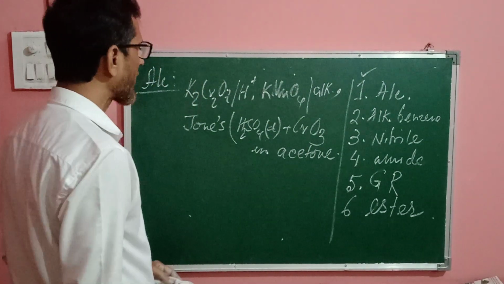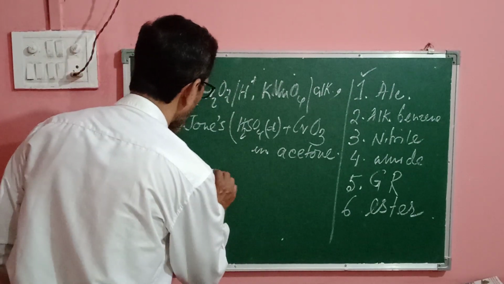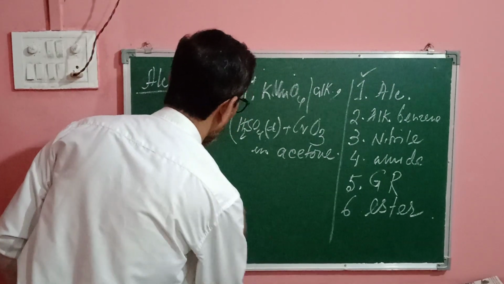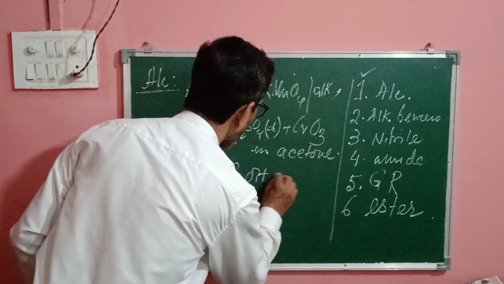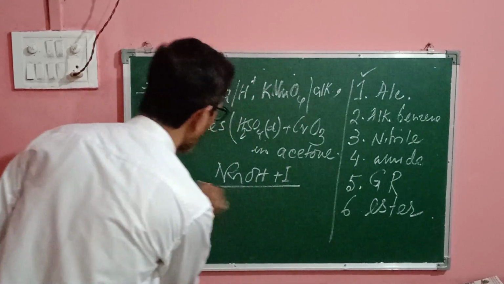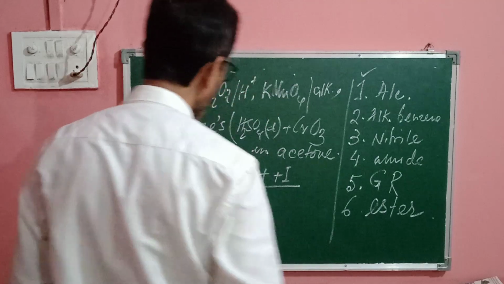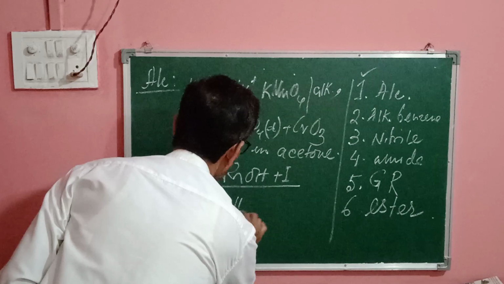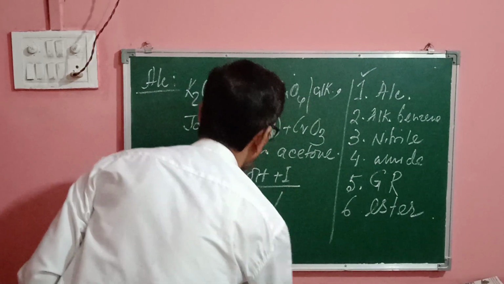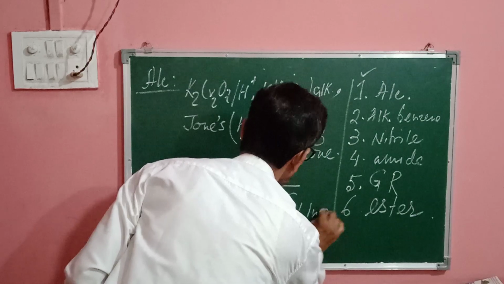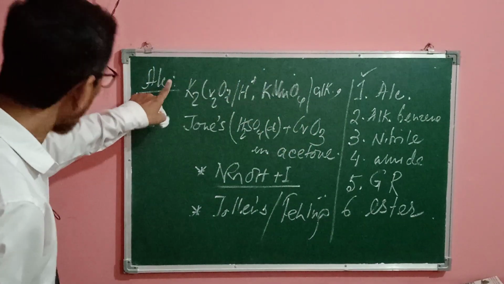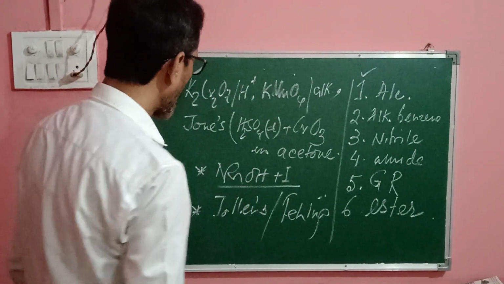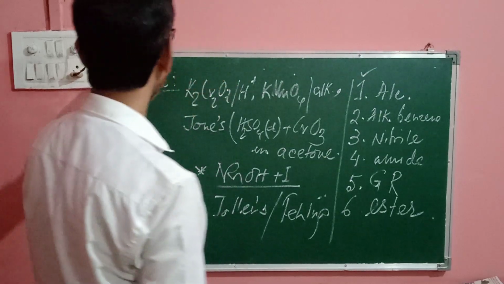And some other things are also there. Mild oxidizing agents: one is sodium hydroxide plus iodine in the iodoform reaction. In the aldehyde chapter I will discuss it. And the other is Tollens or Fehling's reagent. These are not for alcohol but for aldehyde. The iodoform is again from alcohol, and Tollens and Fehling's are from aldehyde.